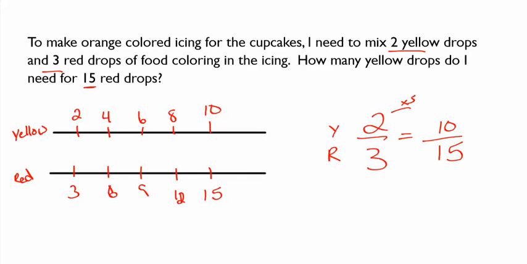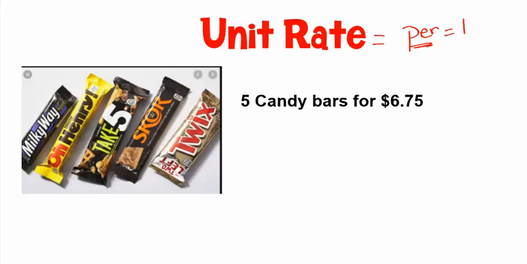So today we're going to talk about ratios, but we're going to talk about unit rate. Anytime I talk about a unit rate, unit means 1. So I want it per item, okay? Unit rate always means I want it for 1. Like if I go to the grocery store and it says I can buy 5 candy bars for $6.75, but I don't want 5 candy bars, I only want 1, we can set up a ratio to help us find the cost for 1.